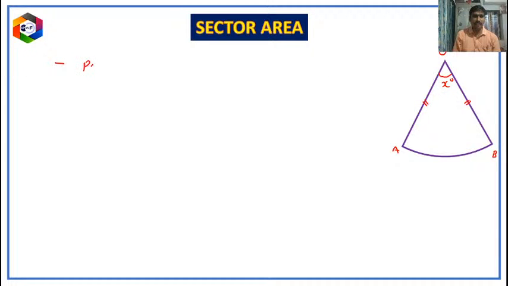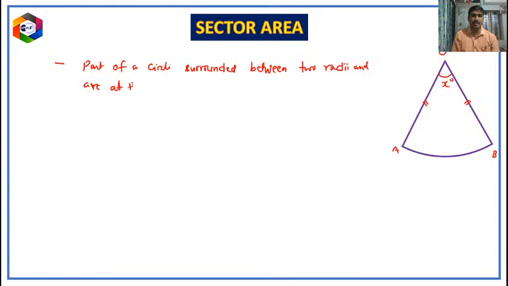So a part of a circle surrounded between two radii and arc at the end points of radii. This region, whatever is surrounded between these two, it is called the sector.